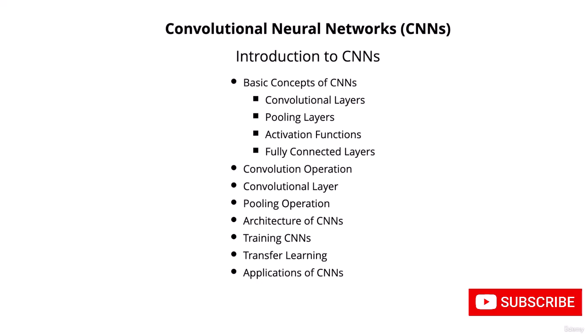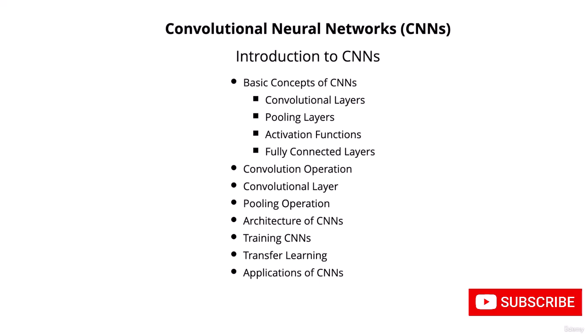Next one is the convolutional layer. A convolutional layer consists of multiple filters that slide over the input data, each producing a feature map by convolving with the input. These feature maps represent different learned patterns or features present in the input. The pooling operations. The pooling layers reduce the spatial dimensions of feature maps by downsampling. Max pooling, for example, selects the maximum value within each pooling window, while average pooling computes the average value.